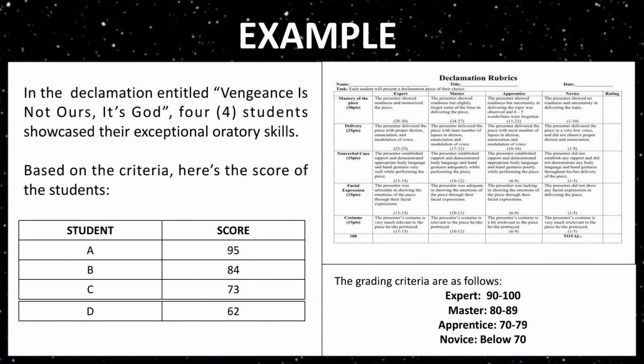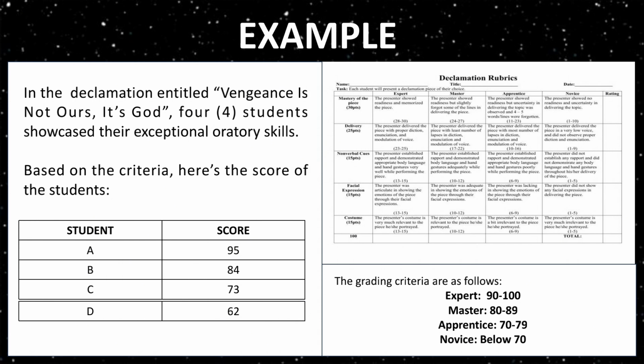Then student B scored 84, which is within the master level. This means that student B performed well in all criteria but may have had some minor lapses in one or two areas. Then student C scored 73, which is within the apprentice level. This means that student C performed adequately in some areas but may have had significant lapses in one or more criteria. Then student D scored 62, which is below the novice level.